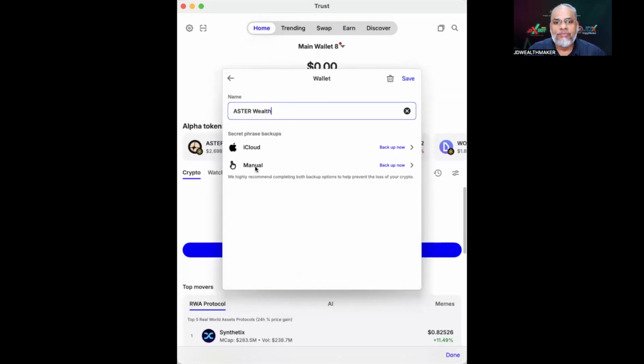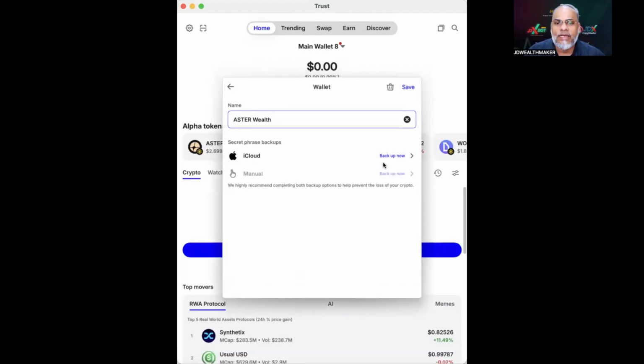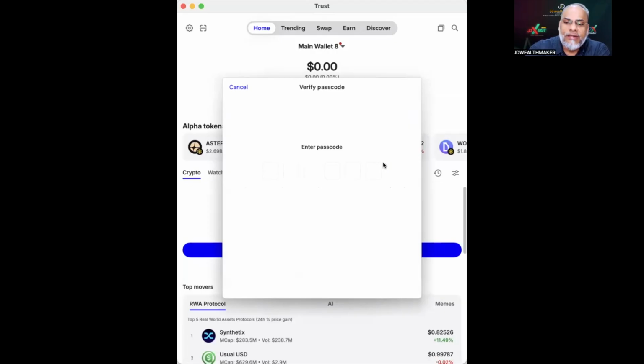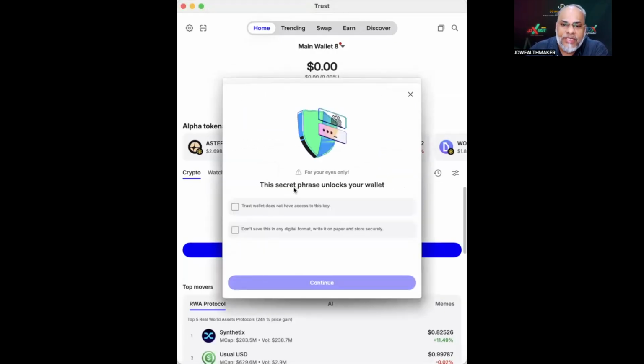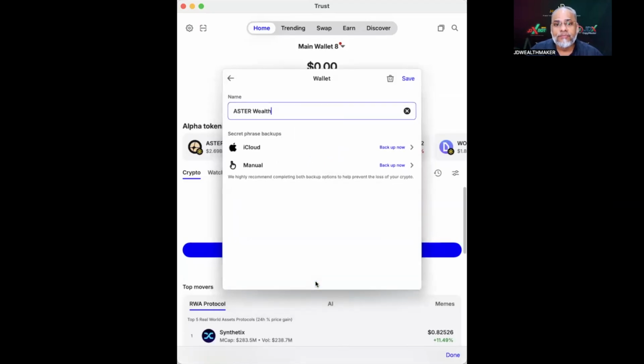Thereafter, you go and do the backup. Tap backup manually. You don't have to do cloud, do it manually. Click backup and authorize this. Then make sure you read it. Can you see that? The secret phrase unlocks your wallet. Trust Wallet does not have access to your key, and don't save this in any digital format. Make sure you click that you understood, and then continue.